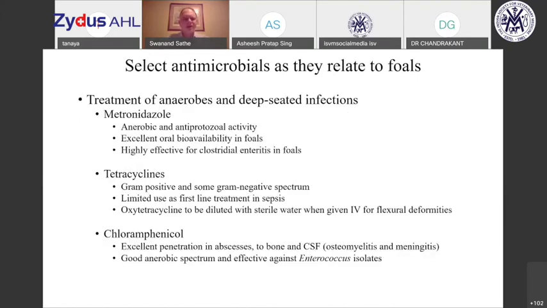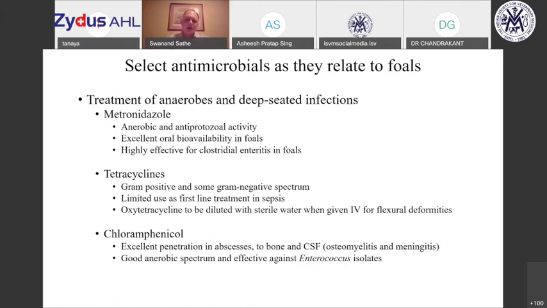There are certain antibiotics that can be used for treating anaerobes as well as deep-seated infections, and of them, metronidazole can be used for treating anaerobes as well as antiprotozoal infections, namely Giardia species in foals. Metronidazole has excellent bioavailability in foals. We actually get metronidazole in form of a paste, and that can be given twice a day to foals, especially effective against Clostridial enteritis caused by Clostridium difficile in foals.